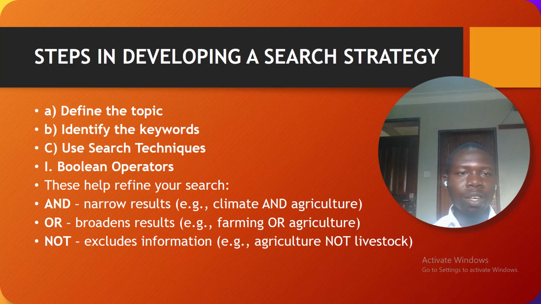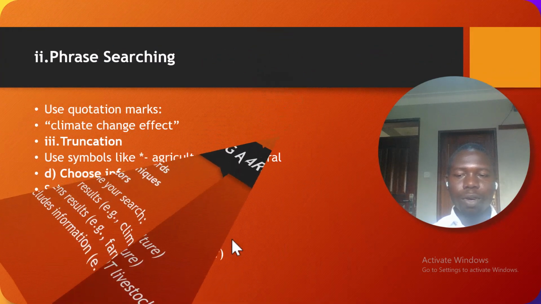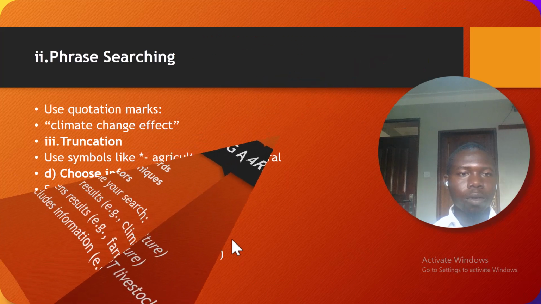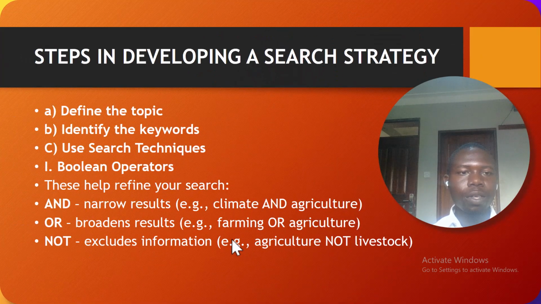And the C, you have to choose your search techniques. Then ask, how are you searching? What are you going to use to search? The first is I'll use Boolean operators. This helps to refine your research. What are those? You can see Boolean operators. Let's come back to it. This helps to refine your research and narrow the results.